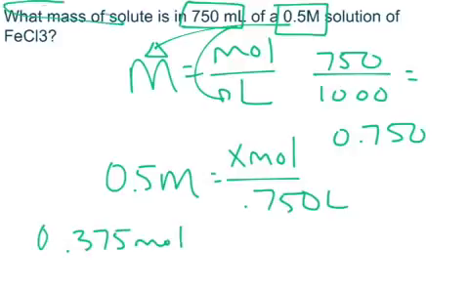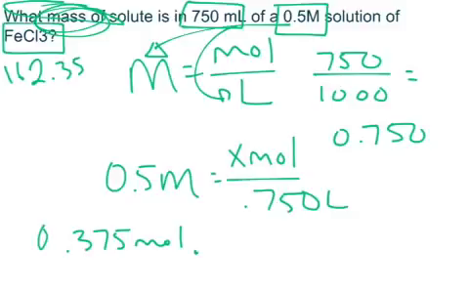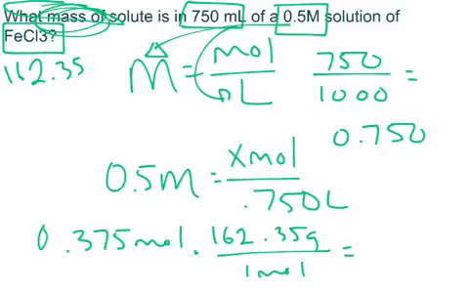The question is, what is the mass of that solute? So that goes back to the question I did a few minutes ago. What was the mass of NaCl? If you want to know grams, you need to multiply by grams. So we need to know, what does 1 mole of iron chloride weigh? And if you add it up, it is 162.35 per whole mole. So 0.375 times that would give you the answer, which is 60.9 grams.